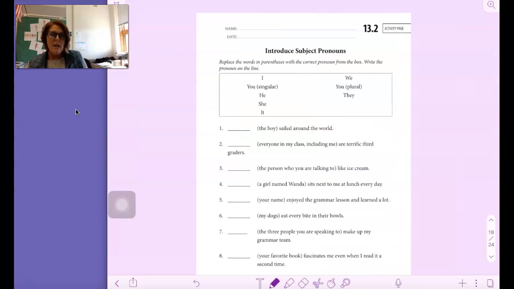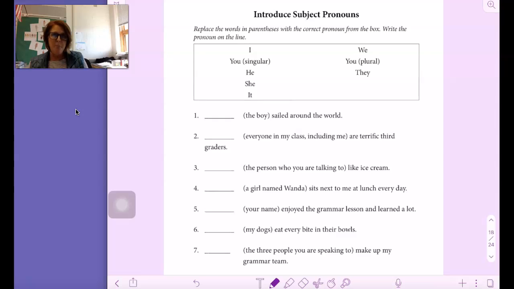Let's go ahead and get out activity book 13.2. The directions say, replace the words in parentheses, which is these little things here. You see those in math too. Replace them with the correct pronoun from the box. Write the pronoun on the line. So let's take a look at number 3, actually.